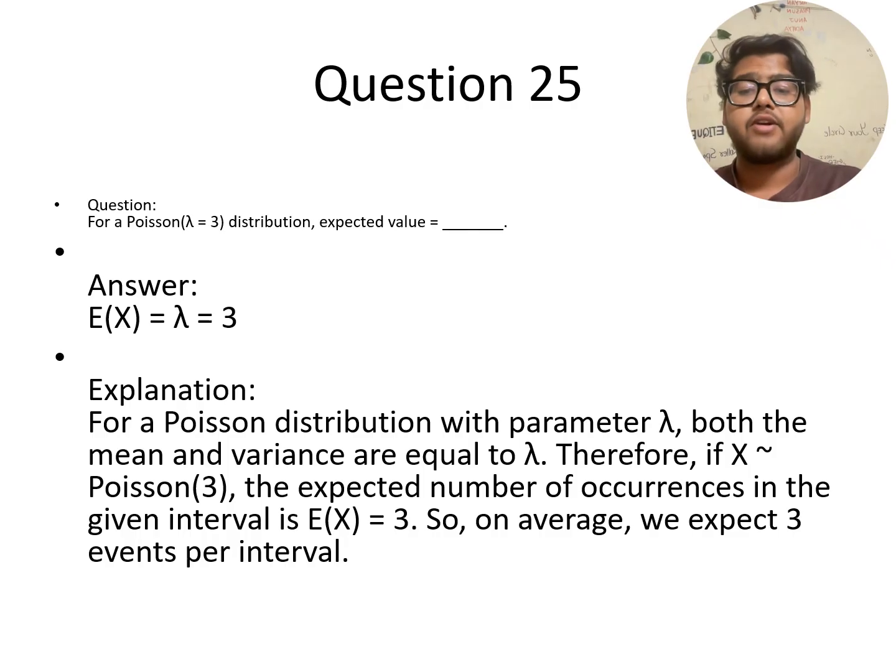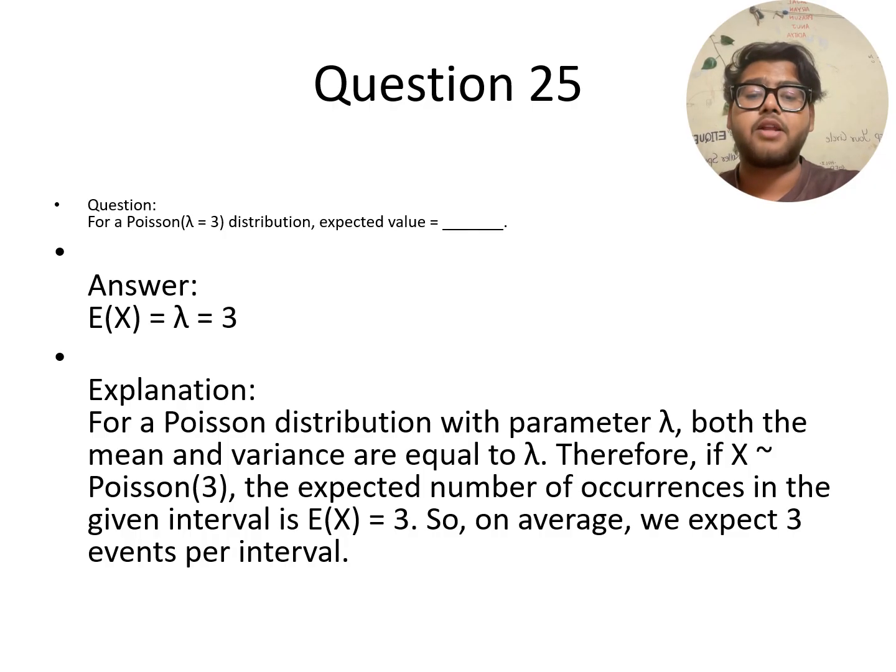Question number 25 is, for a Poisson distribution, expected value is equal to... The expected value will be equal to 3. For a Poisson distribution with parameter lambda, both the mean and variance are equal to lambda. Therefore, if X is Poisson, the expected number of occurrences in a given interval is 3.